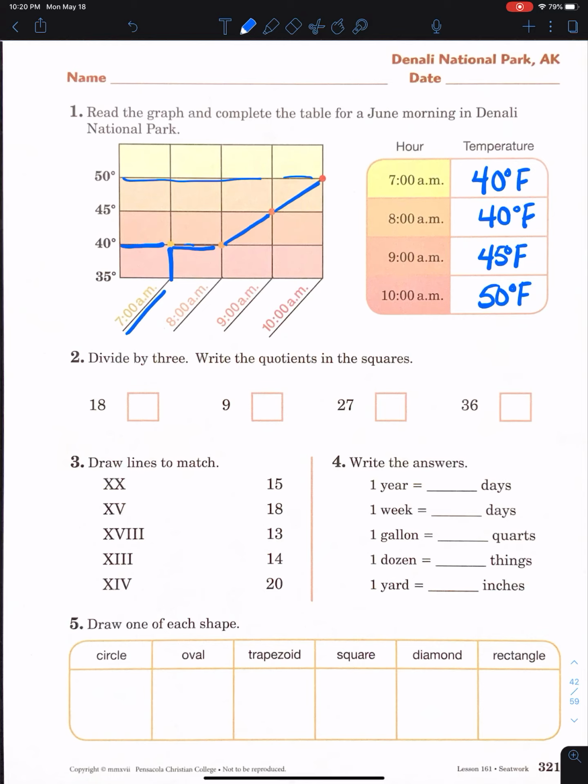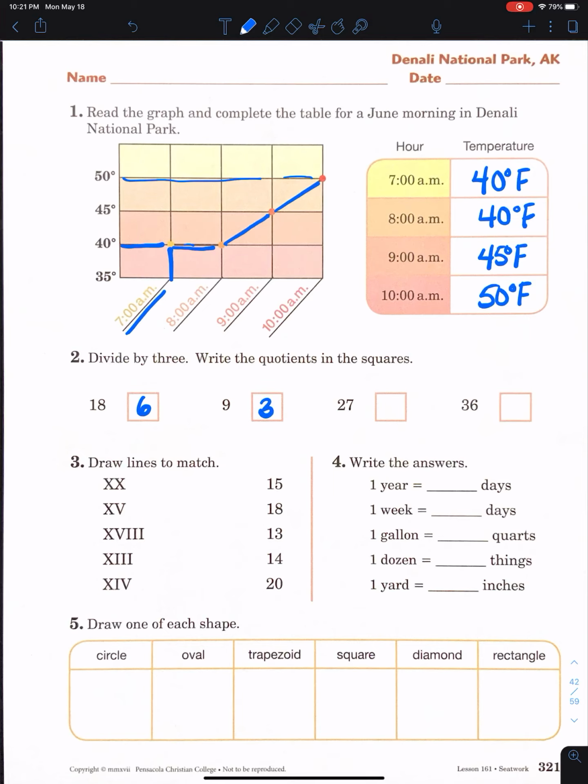Number 2, divide by 3. Write the quotients in the squares. Do you remember what a quotient is? A quotient is the answer to a division problem. So 18 divided by 3. If you take 18 lollipops and you want to give them to 3 different children, how many lollipops will each child get? What's 18 divided by 3? The answer is 6. 9 divided by 3. We have 9 kids to share the lollipops. How many does each child get? 9 divided by 3 equals 3.